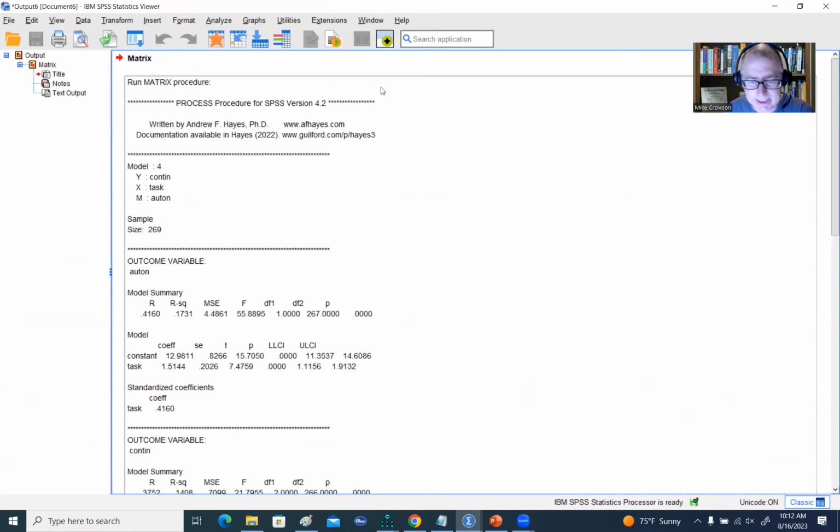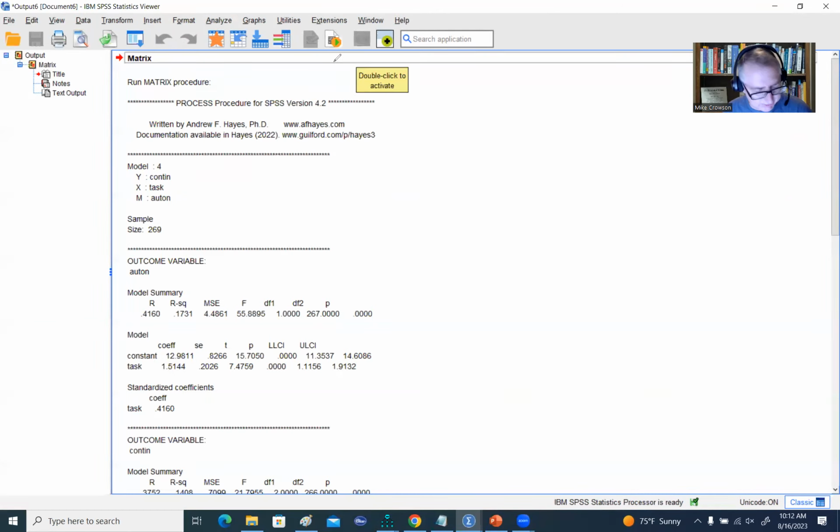So now as we're looking at our output, you'll notice first off we have a general description of our model. It says up here model 4, and it's got the Y variable, which is the intention to continue, the X variable being task orientation, the M variable being autonomous motivation. You also see the sample size, which is 269. And just keep in mind that process by default uses list-wise deletion when carrying out the analysis. So that is just an important point to keep in mind.